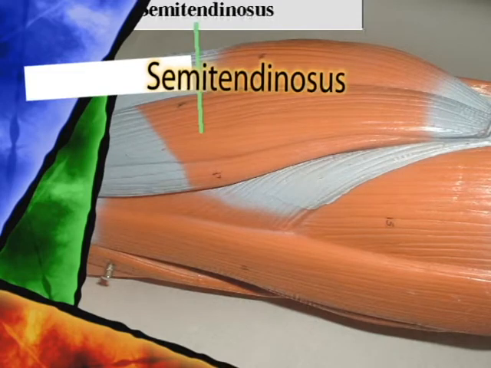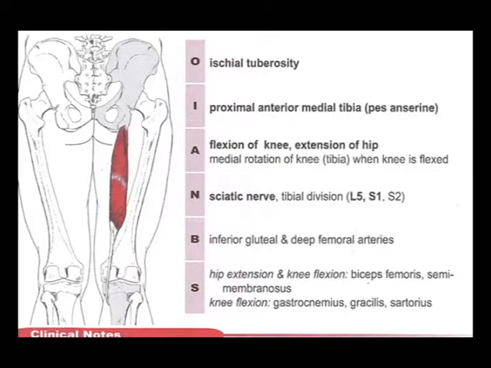First, let's look at the semitendinosus. Its origin is the ischial tuberosity. Its insertion is on the pes anserine. The action is flexion of the knee and extension of the hip, and its innervation is the sciatic nerve.